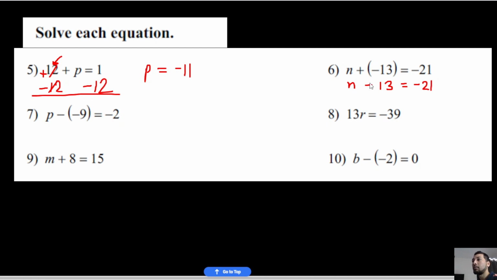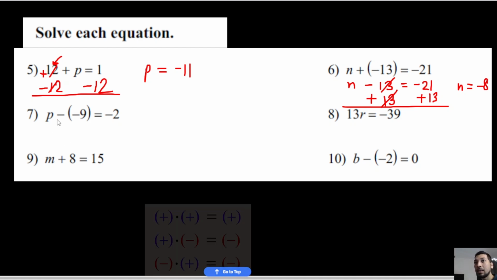Now we can see that we have a minus operation. So the sign in front of 13 is minus. So we just do plus 13 on both sides. So 13 cancels out, and we get n equals negative 8.